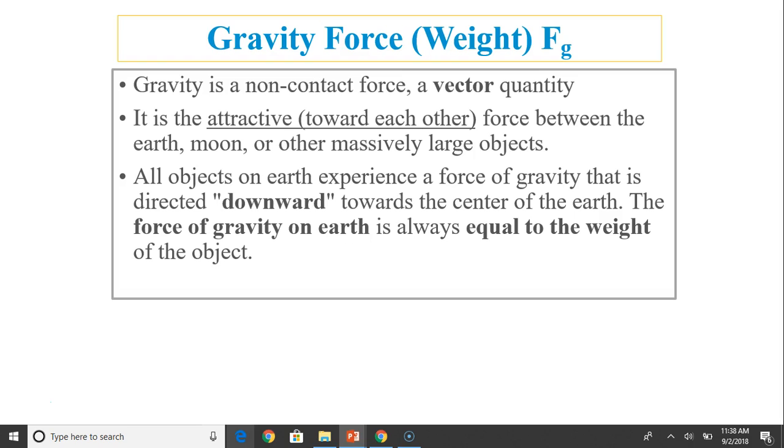All objects on Earth experience a force of gravity that is directed downward toward the center of the Earth. The force of gravity on Earth is always equal to the weight of the object. That means gravity force and weight are the same thing.